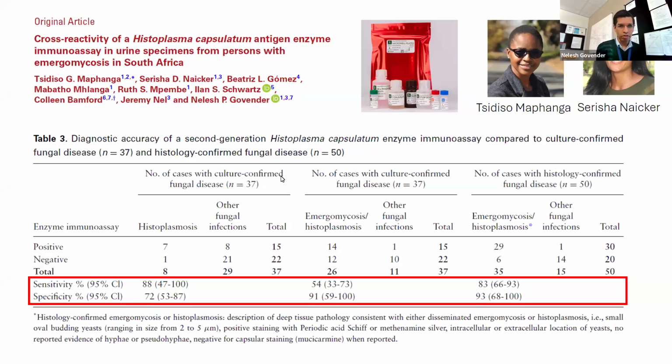When you include both Emergomyces and histoplasma infection, you can see the sensitivity drops because this test really targets histoplasma rather than Emergomyces. But then the specificity increases to 91% because you don't really care whether it's emergomycosis or histoplasmosis. From a clinical point of view, they're pretty much the same disease as far as we can tell.